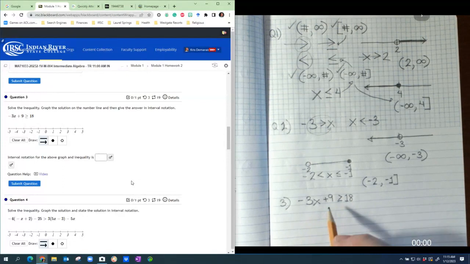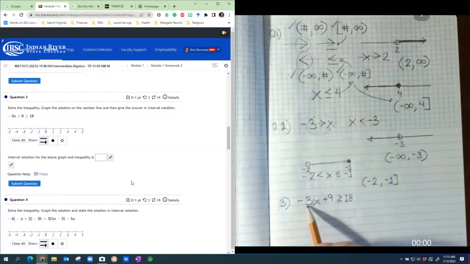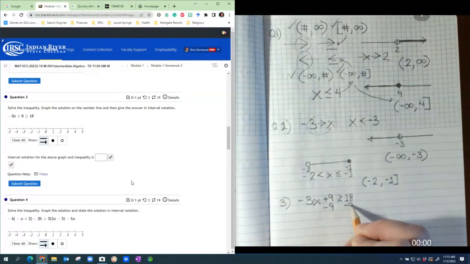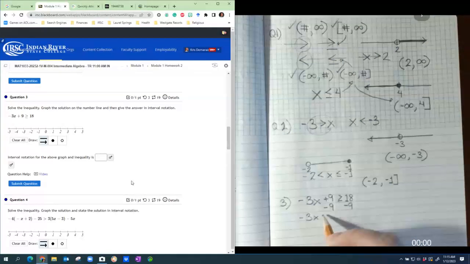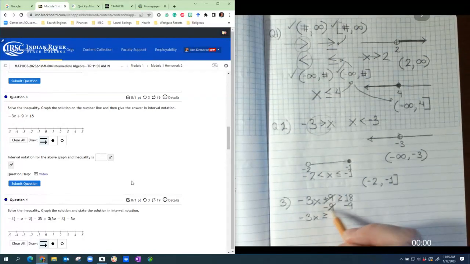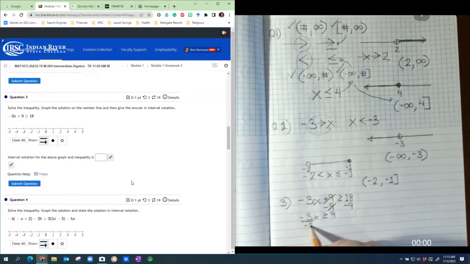That's the difference. We can see that we're going to have to switch the inequality on this one because the leading coefficient of the variable is negative. So we're going to subtract 9 from both sides. That does not interfere with or disturb the inequality symbol, by the way. But when we divide by -3, anytime we divide or multiply by a negative value, this prompts us to switch the inequality symbol.